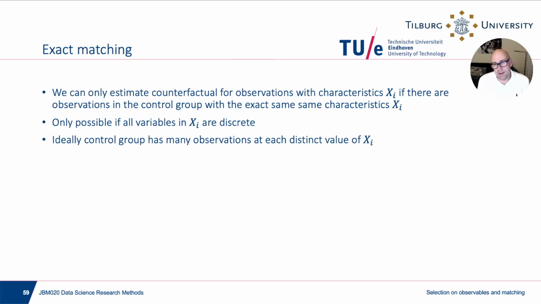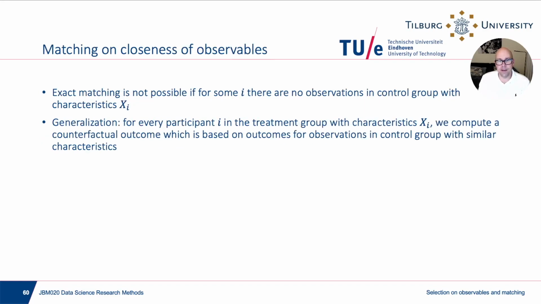Now, the thing here is that we can only estimate counterfactuals for observations with characteristics x_i if there are actually observations in the control group with the exact same characteristics, x_j equal to x_i. And that is possible and often likely if all the variables in x_i are discrete and if one does not have too many of them. Okay. So ideally, the control group has many observations at each distinct value of x_i.